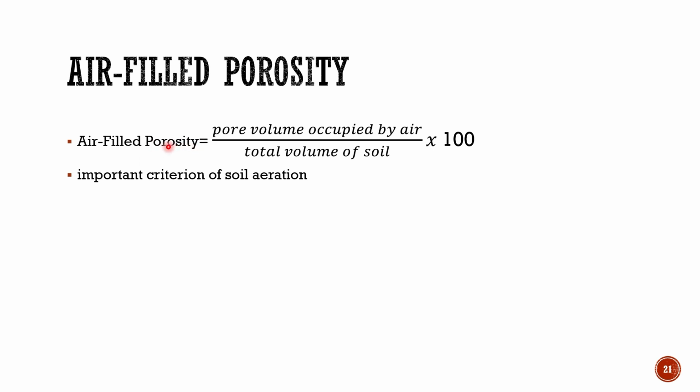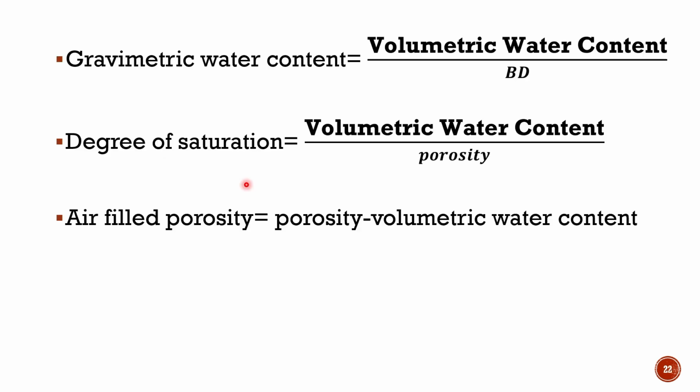So in the case of porosity, we usually talk about the whole volume of the soil. So in that total volume of the soil, how much pore is occupied by air? That is the air-filled porosity. When it is expressed as percentage, it is known as air-filled porosity. It is an important criterion for soil aeration, because if air-filled porosity is high, it means the soil is well aerated.